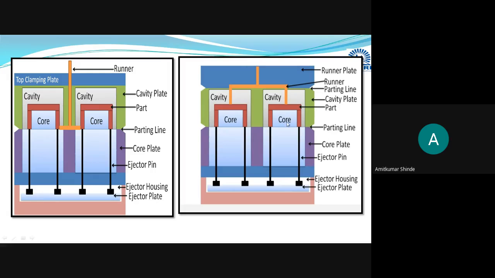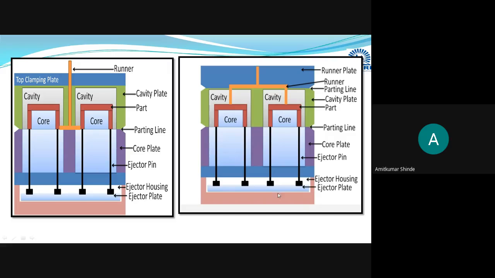Then this is the three plate mold, which you can easily see on the right side. The three plate mold has two parting lines. Here is one parting line, and another parting line is here. They are separated by different colors. You can see this is the first parting line, and this is the second parting line. Due to these two parting lines, the mold is divided into three parts.